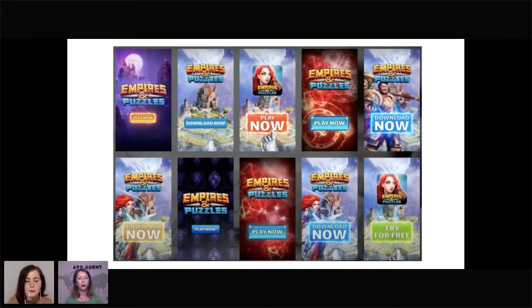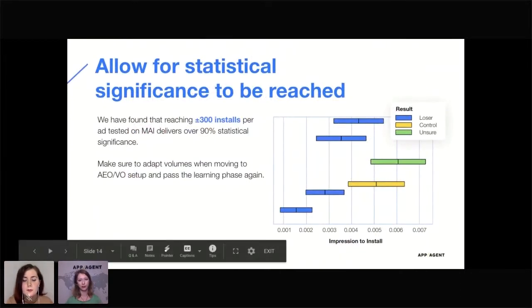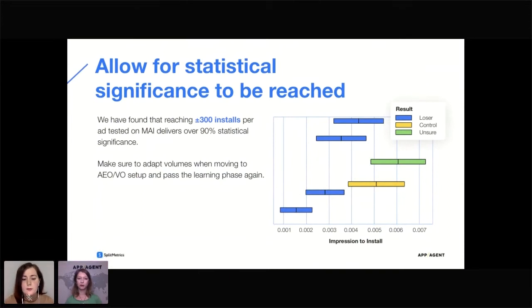So next point, perhaps the biggest one actually to think about, is always reaching statistical significance. Without reaching statistical significance, you cannot really reliably say whether something is a winning variant or concept or ad or losing. So what we found from our own testing, as long as you're running a campaign or the ad optimizing towards mobile app installs, reaching roughly around 300 installs should always ensure that you have reached over 90% significance, which in most cases will be enough to safely determine whether the particular ad is a winner or a loser.